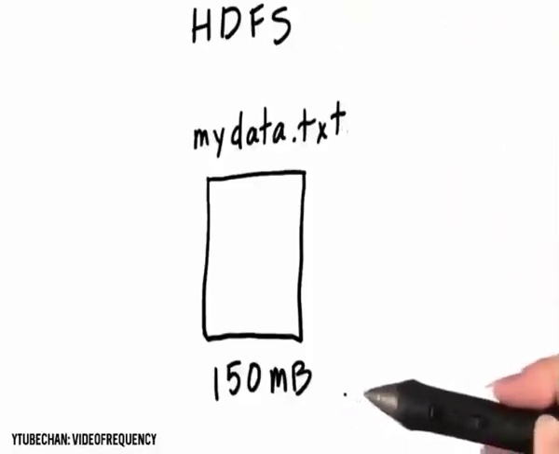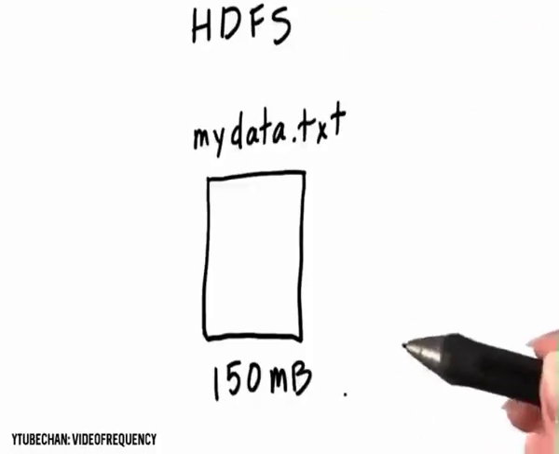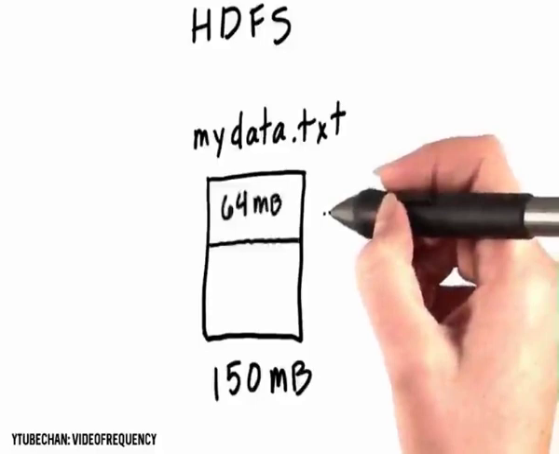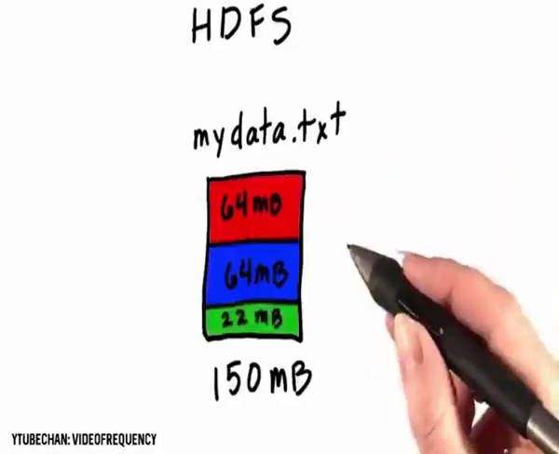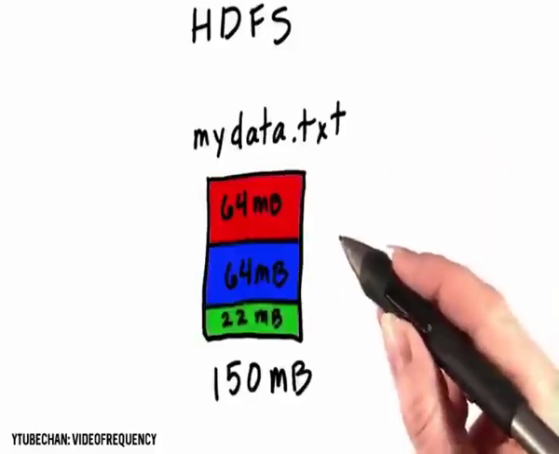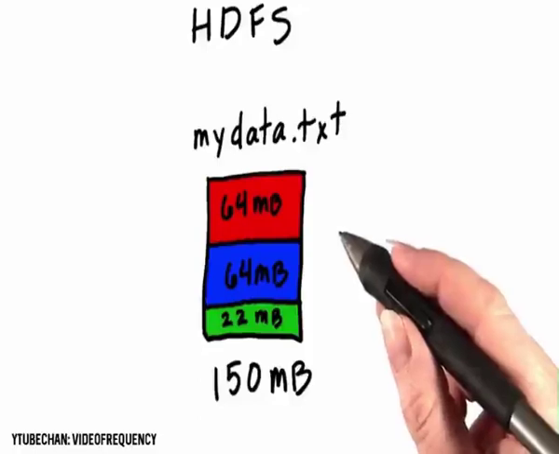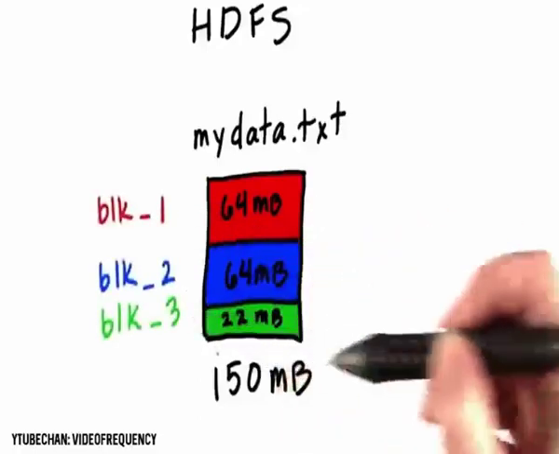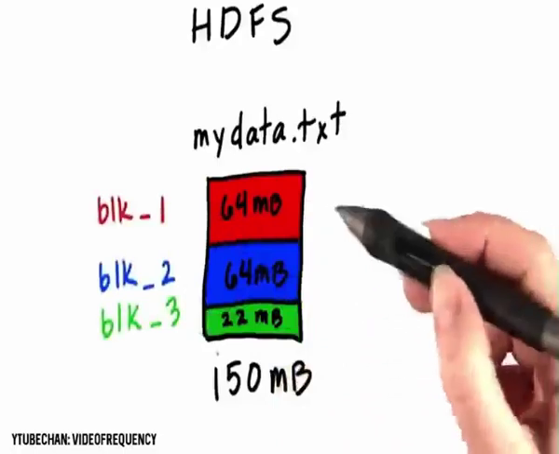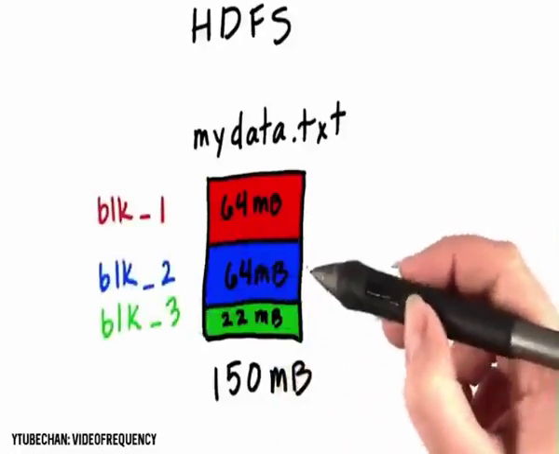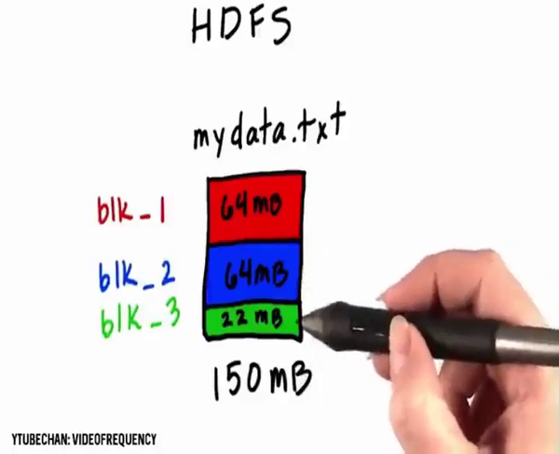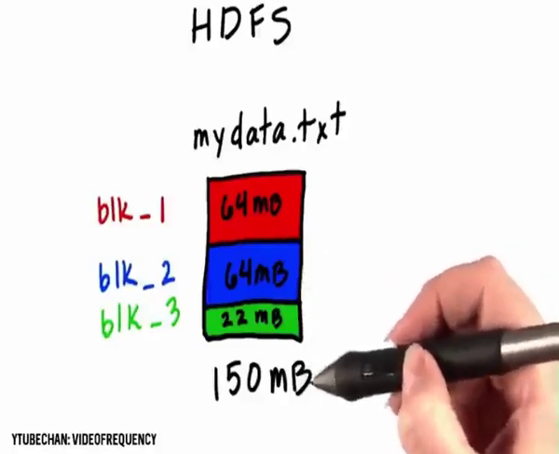When a file is loaded into HDFS, it's split into chunks, which we call blocks. Each block is pretty big. The default is 64 megabytes. Each block is given a unique name, which is BLK, an underscore, and a large number. We'll call ours block 1, 2, and 3. And in our case, the first block is 64 megabytes, the second block is 64 megabytes, the third block is the remaining 22 megabytes to make up our 150 megabyte file.